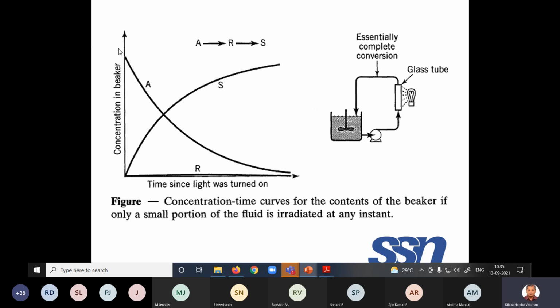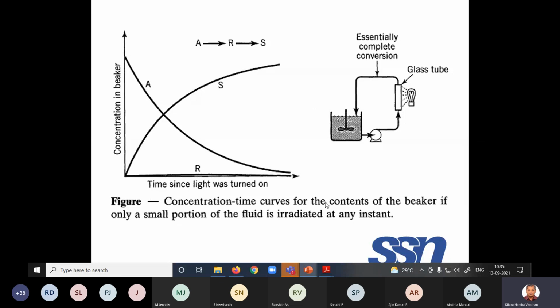In this process, definitely the A value will be coming down, but R is not being formed because only a small part is there. Therefore, the entire reaction will go to S, and instead of R being formed, you can maximize the concentration of S, where the R value will be very less. This is how it will be done, especially for a series reaction.